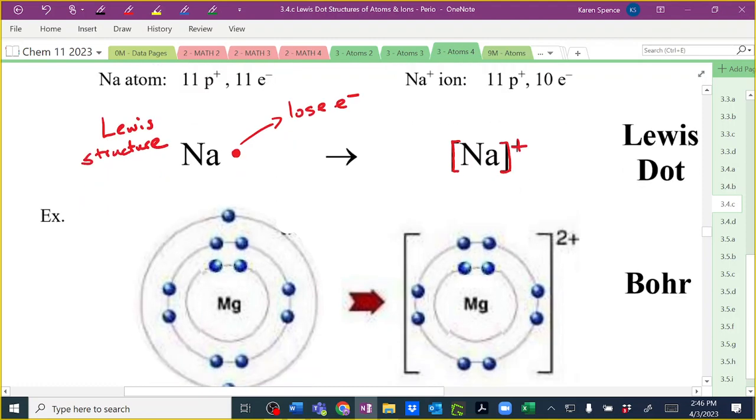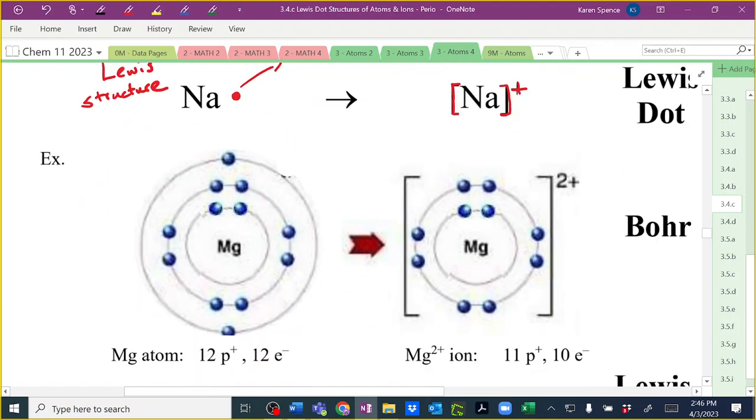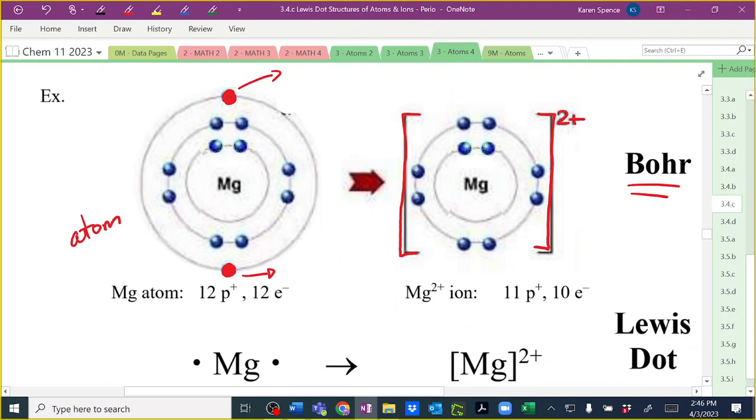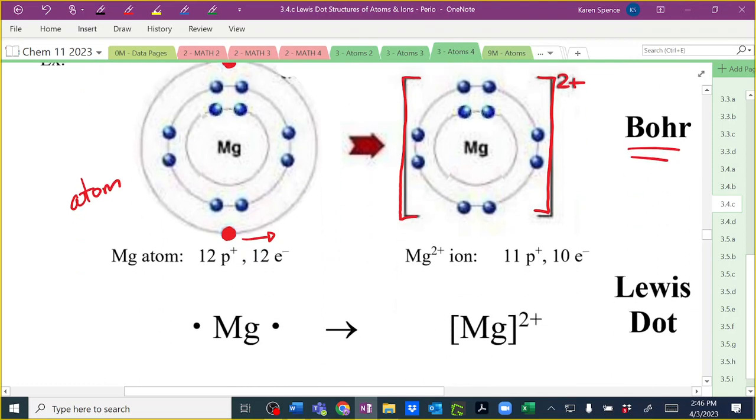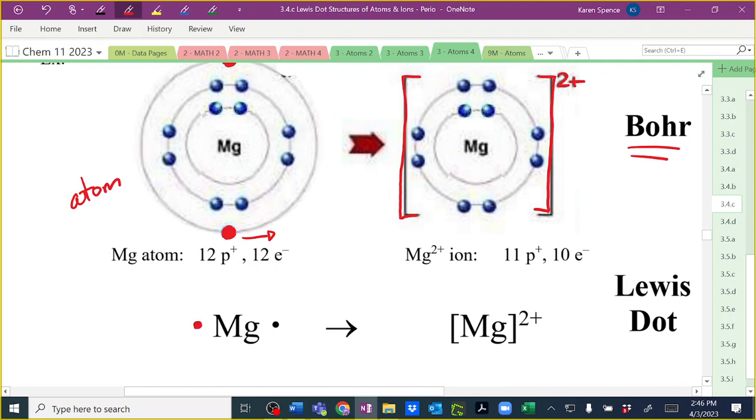Okay, magnesium. Here we have magnesium. It has 2 valence electrons. That's our magnesium atom. In order to become stable, it is going to lose 2 electrons. And we put, of course, the brackets and the 2 plus. So that's how we do it for a Bohr model. And the only thing we do different for the Lewis dot structure is we get rid of all the circles and the core electrons. So really all we have is 2 electrons.